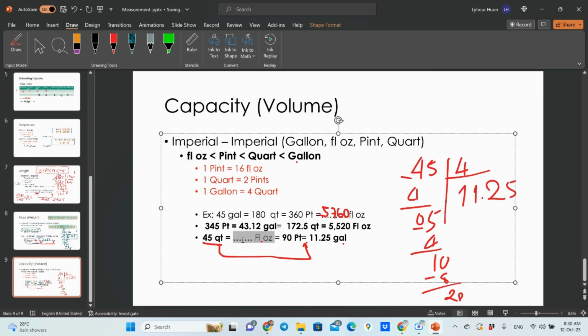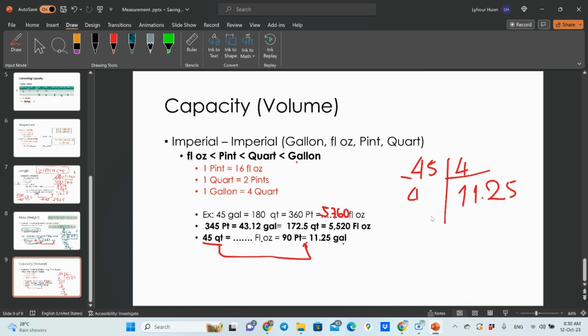Now, we also need to find fluid ounces. Why can't this result be found?